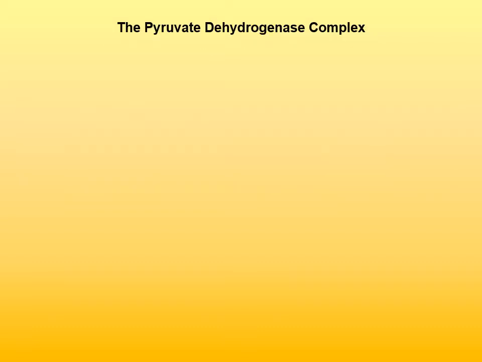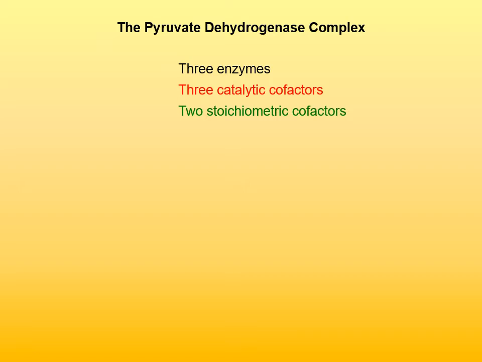The entire process is catalyzed by the pyruvate dehydrogenase complex, which is composed of 3 enzymes and 5 cofactors. Of those 5 cofactors, 3 are catalytic cofactors and 2 are stoichiometric cofactors.